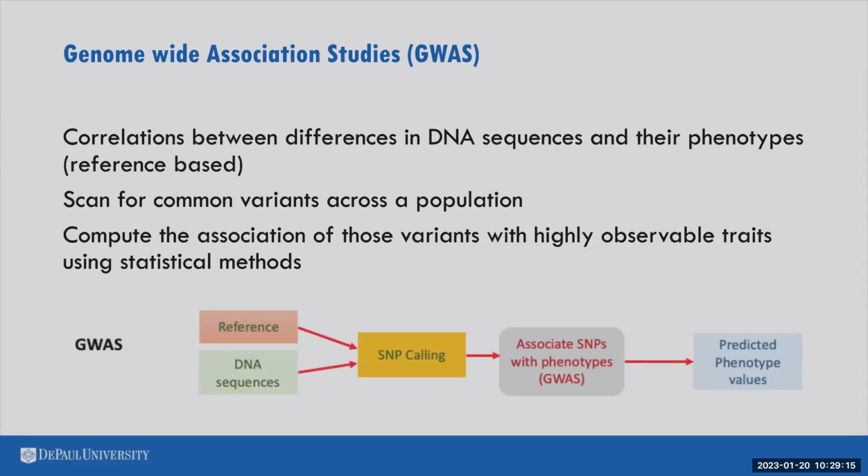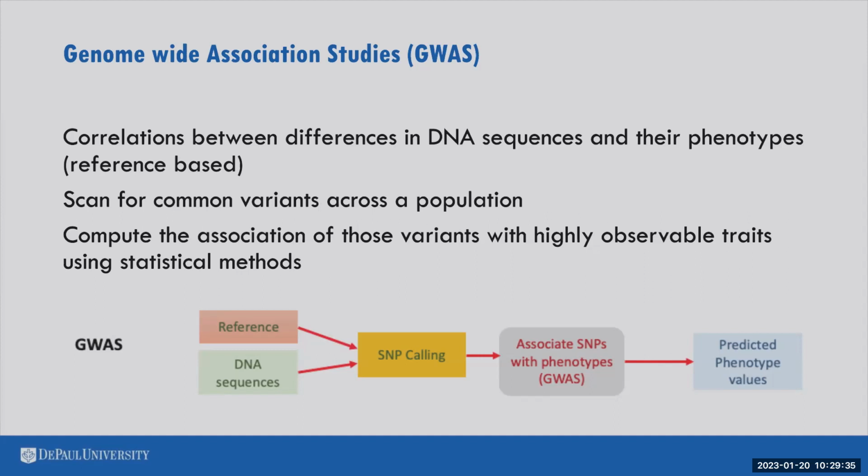Quickly, genome-wide association studies look at correlations between differences in DNA sequences and their phenotypes. We do that using a reference. So we scan for common variants across a population and then compute the association of these variants with highly observable traits using different statistical methods, right?